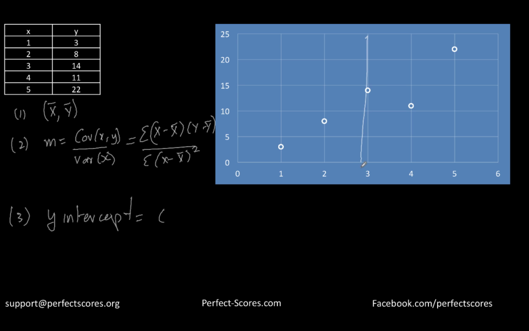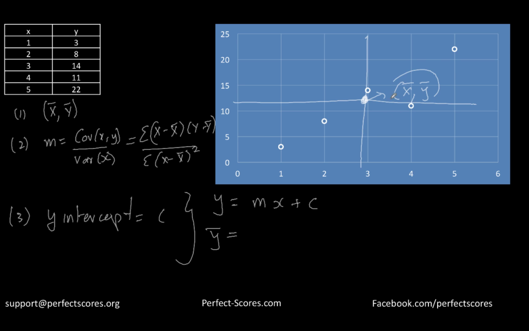Now, you know that the line passes through this point, that is, the line passes through x bar comma y bar. And the equation of the line is y is equal to mx plus c. So that means if I substitute these points here, y bar is equal to m x bar plus c. That means c is going to be equal to y bar minus m x bar.